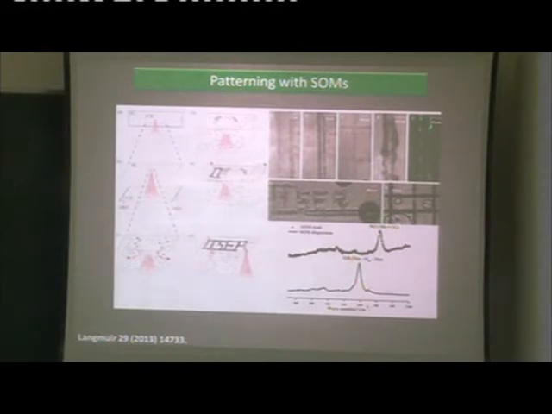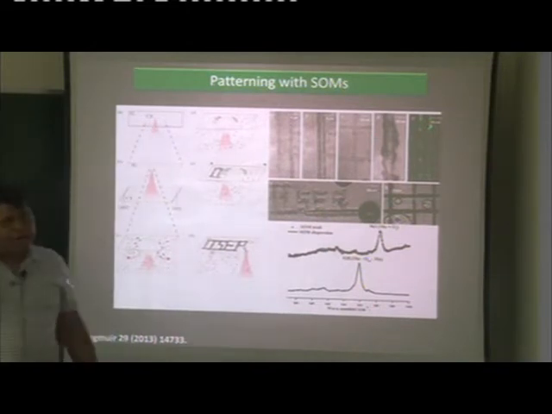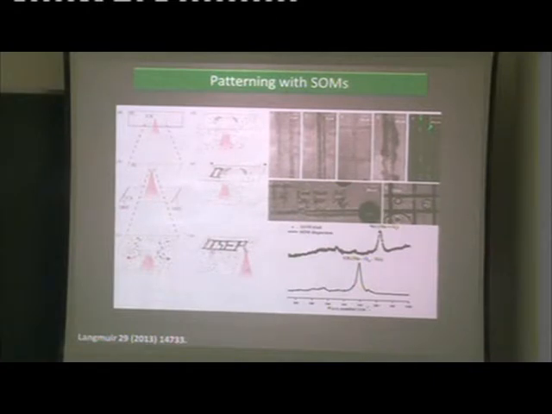When you have these very focused laser beams, you shine your laser in the sample chamber, which is given here, and because of the ligand metal charge transfer, the soft oxometalate takes up a lot of energy. It creates a very small bubble, which is shown here.